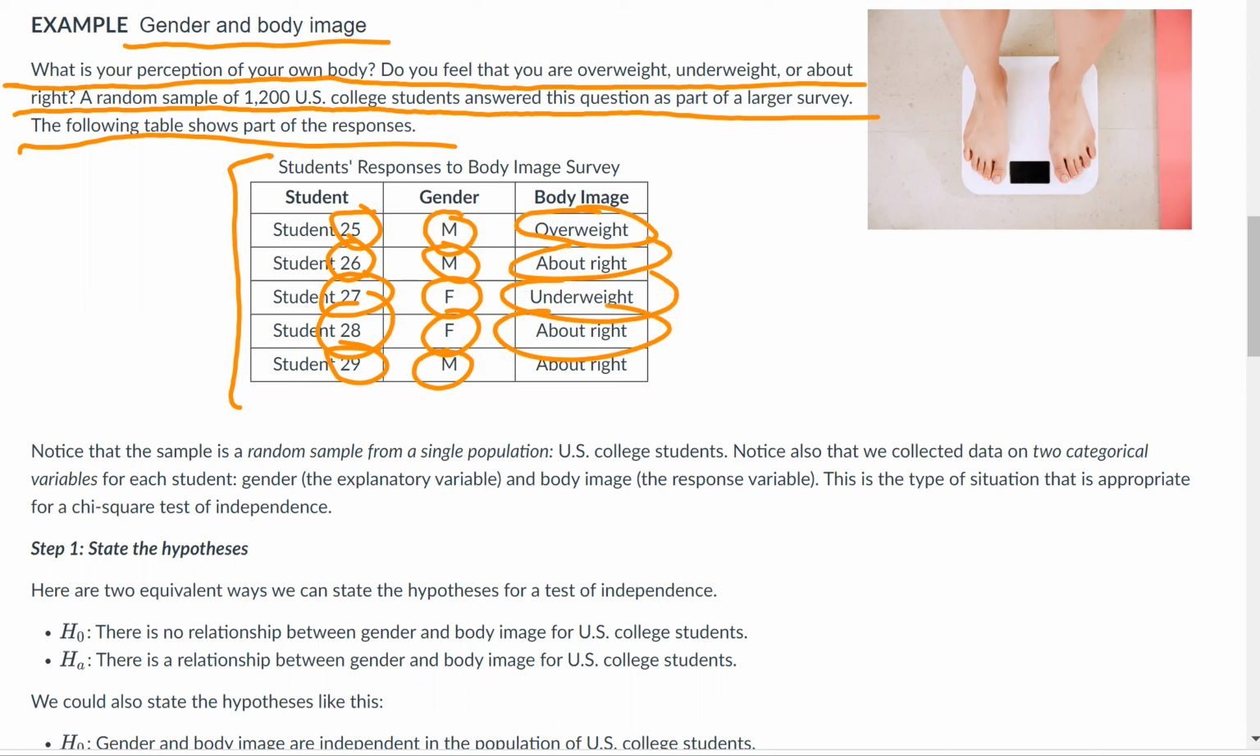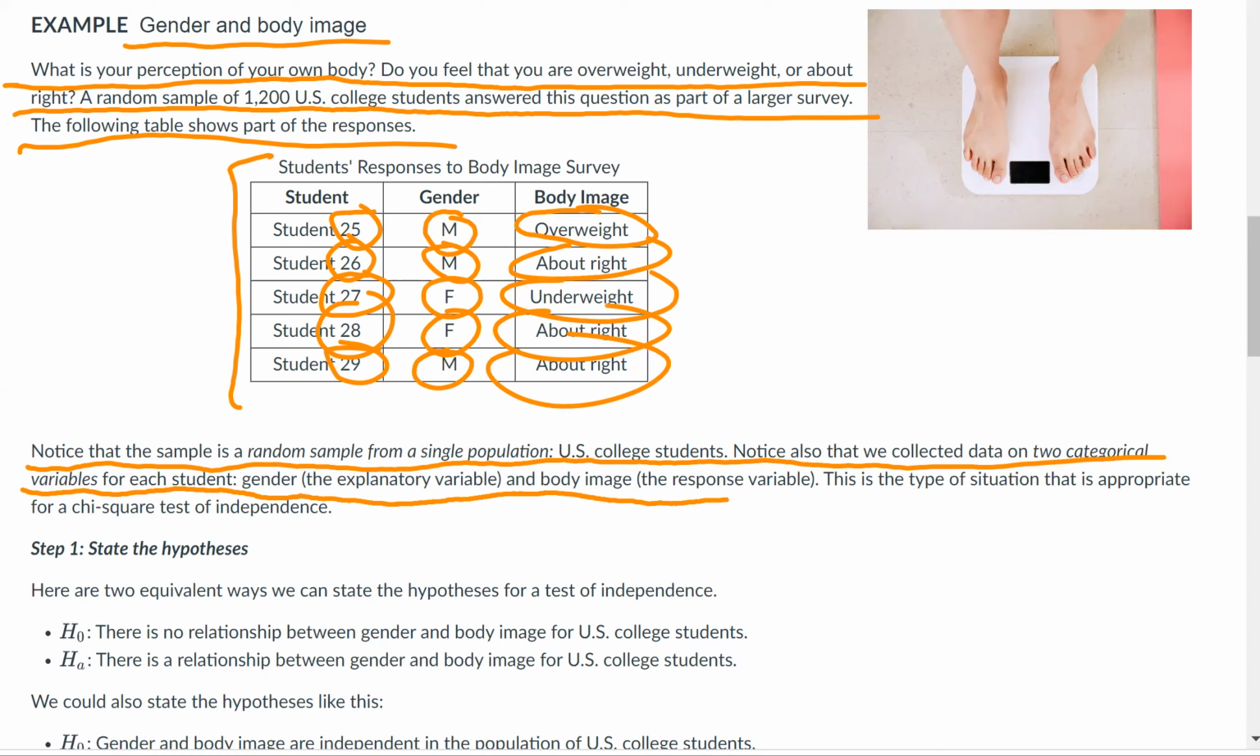So they have them all listed there, at least for these 5 people. Okay. Notice that the sample is a random sample from a single population, US college students. Notice also that we collected data on 2 categorical variables for each student, gender, the explanatory variable, and body image, the response variable. We think that your gender would affect whether you would say you're overweight, underweight, or about right. This is the type of situation that is appropriate for chi-square tests of independence.